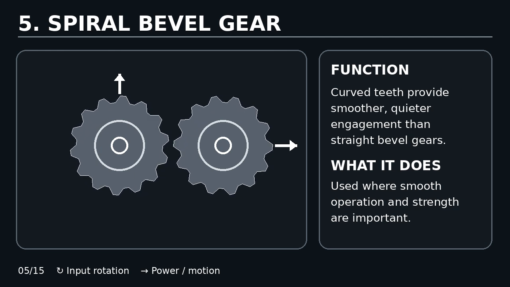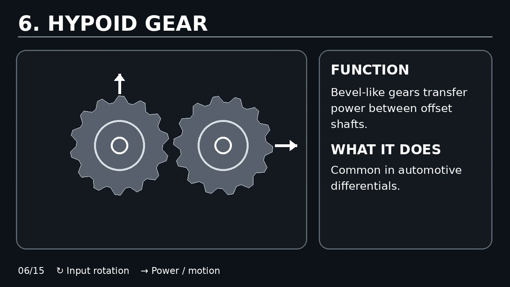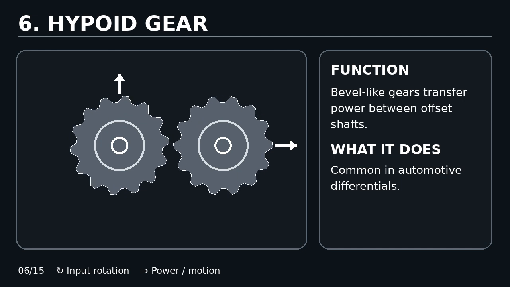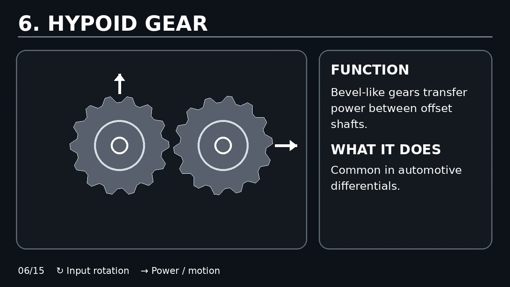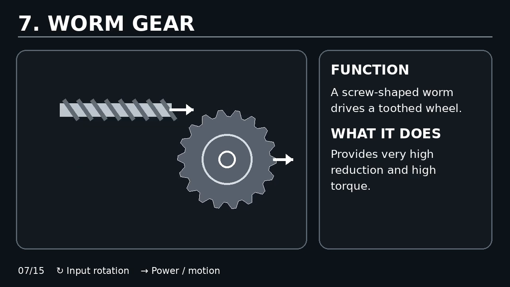Hypoid gears look similar to spiral bevel gears, but their shafts are offset rather than intersecting. They are widely used in automotive differentials. A worm gear uses a screw-shaped worm to drive a wheel. This arrangement can provide a very large speed reduction and high output torque in a compact package.